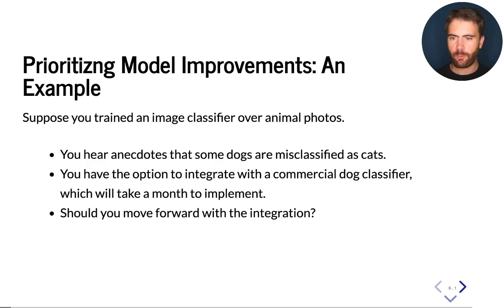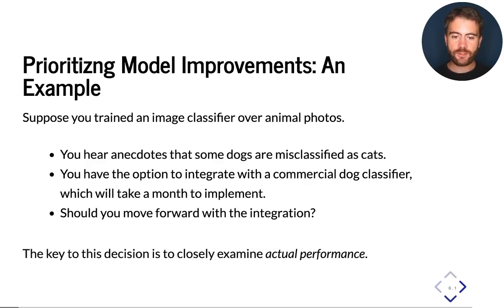You may want to create a model ensemble where you look on the internet for the best possible dog classifier, and then you ensemble it with your own model to try to improve accuracy. And you estimate that it's going to take you about a month of work to get this done. So should you move forward with this integration? Should you spend this month to improve your accuracy on dog images?